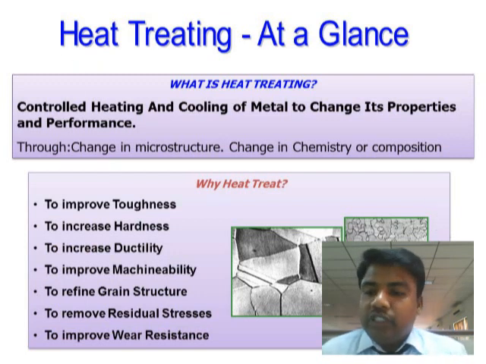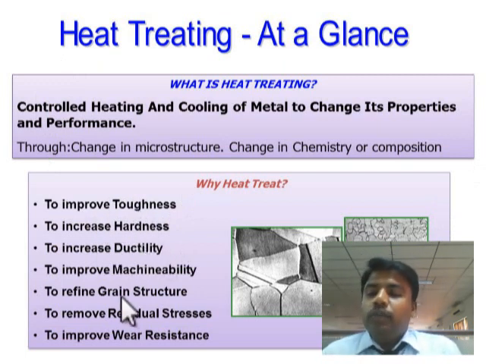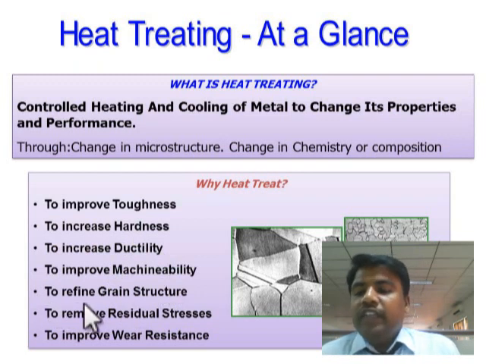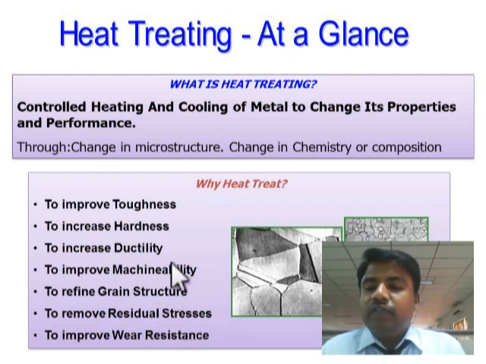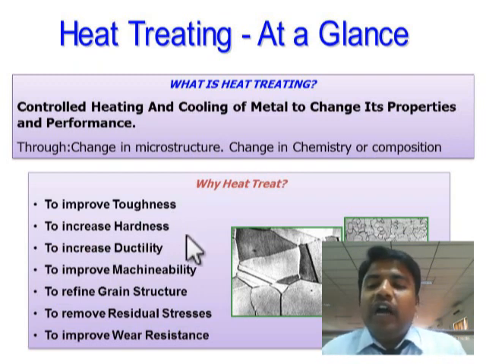Now, first, to improve the toughness, to improve the hardenability, to increase the ductility, to improve the machinability, to refine the grain structure, to remove the residual stress, and to improve the wear resistance. Okay, first we go one by one. To improve the toughness, the material should have toughness by using some heat treatment processes. Next we go for hardness.